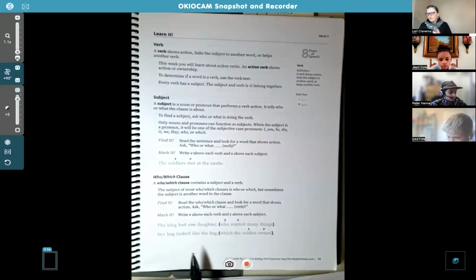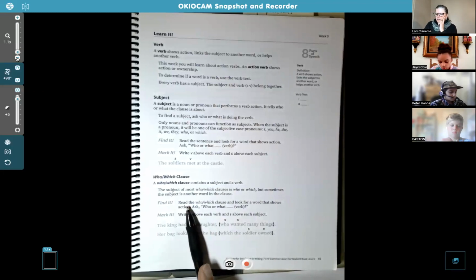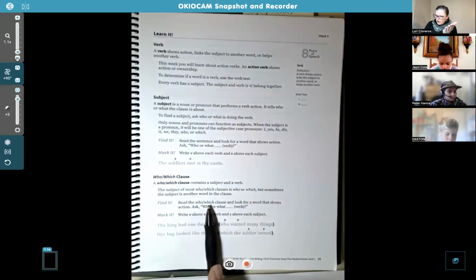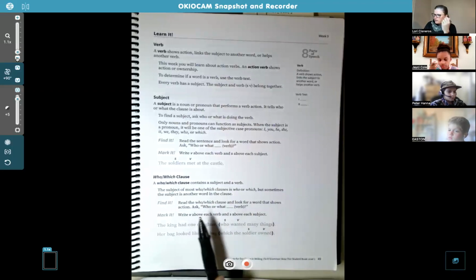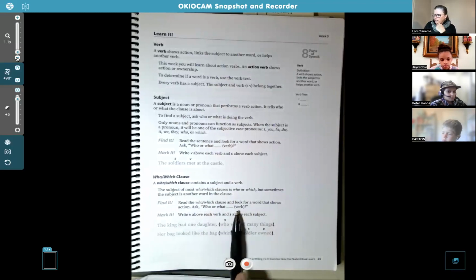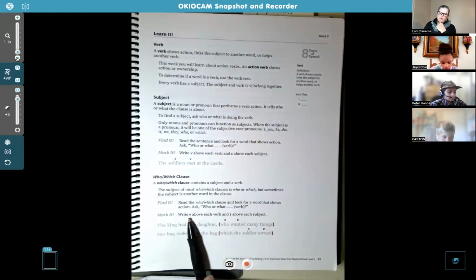Down here, we're going to look at a couple of examples, but basically you're going to find who or which, that's going to be the beginning of the clause, and look for the word that shows the action, who or what. Again, you're going to write V for verb and S for subject.